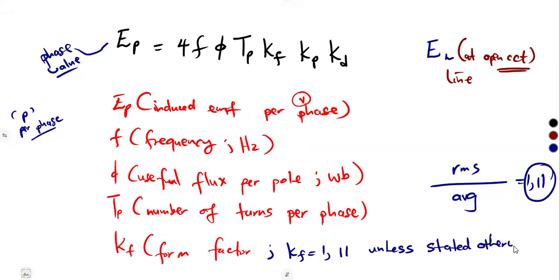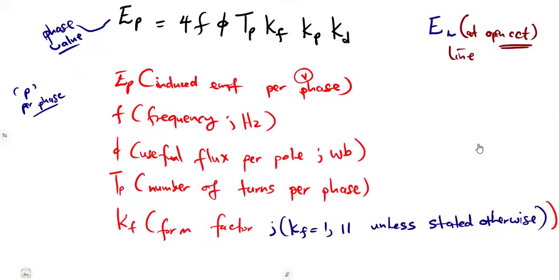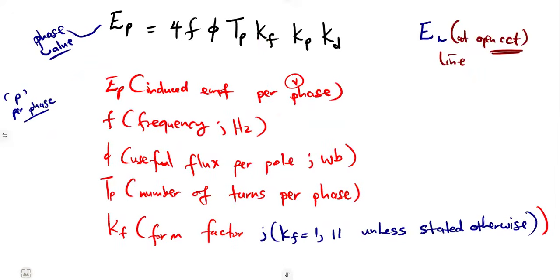Unless you are given something, unless you're given a certain value, that is what you have to consider. But in your normal presentation, you must use what? KF, from the RMS value to the average value. We also have KP here, P for the pitch. So that is the pitch factor.